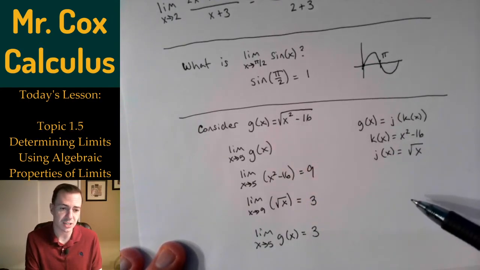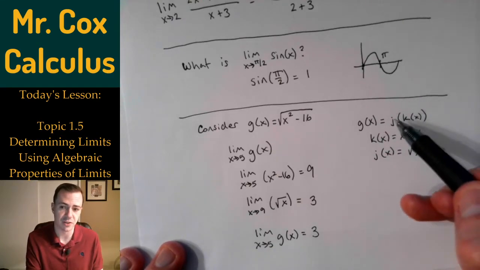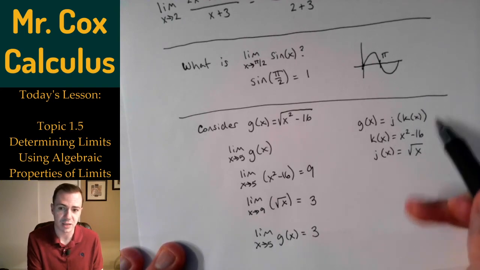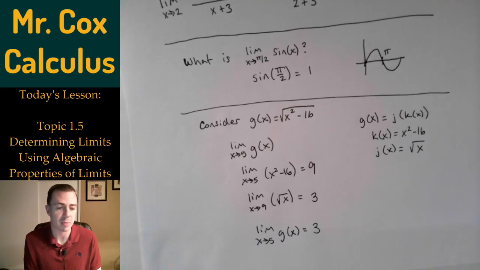But do understand that when it comes to composition of functions, you can take the limit of the inner function, and then with that value take the limit of the outer function, and you'll come up with the correct value.